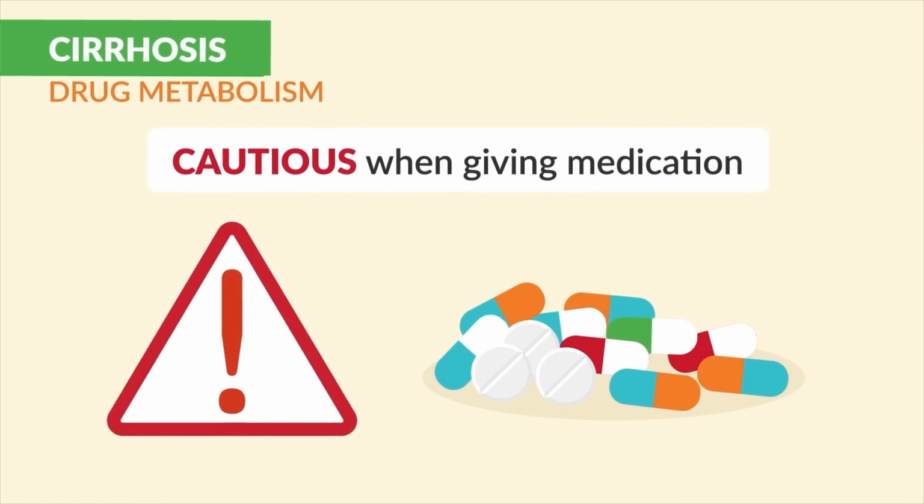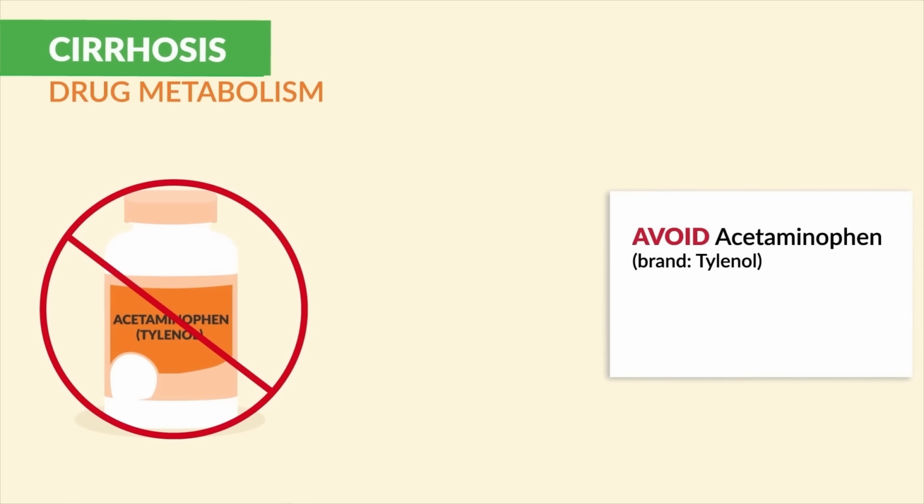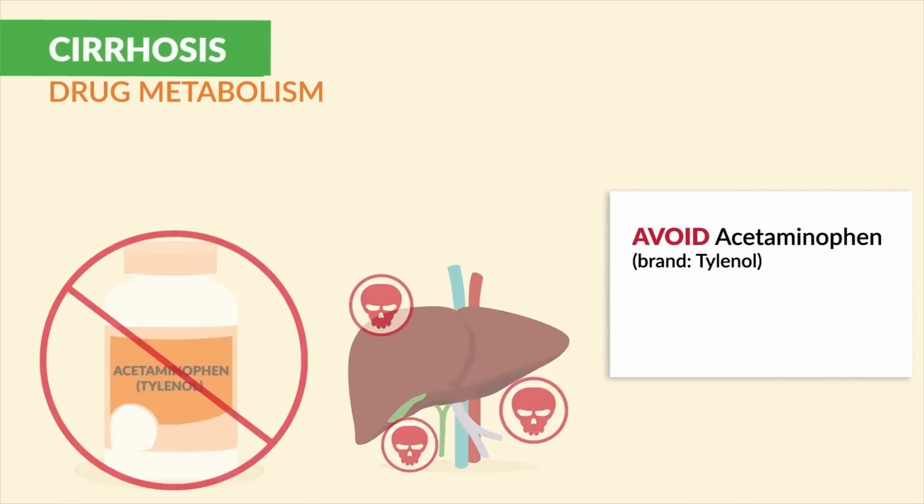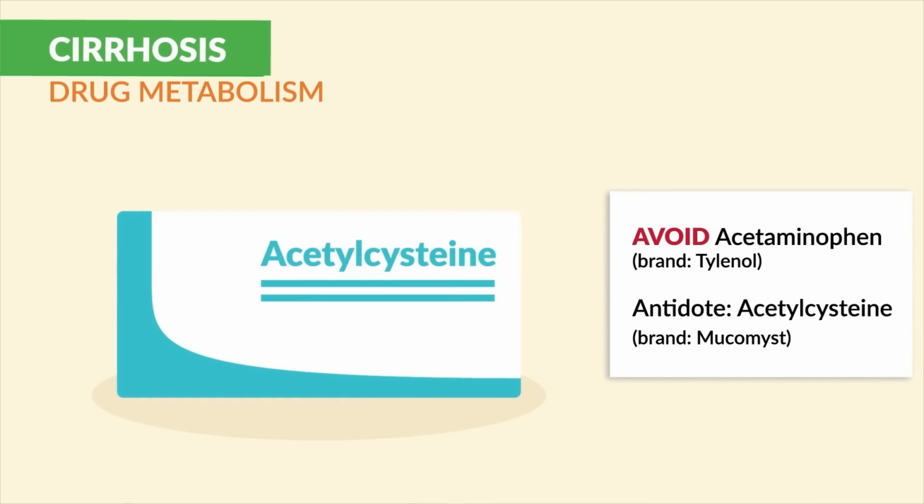Now, a little side note here. We always avoid acetaminophen, brand name Tylenol, since it can damage the liver. Now, the antidote to acetaminophen is acetylcysteine, brand name Mucomyst. So just look for the double A's, acetaminophen and acetylcysteine.